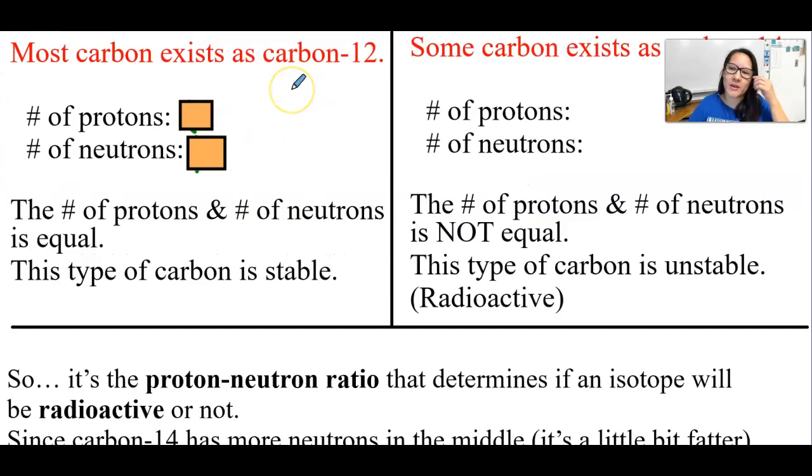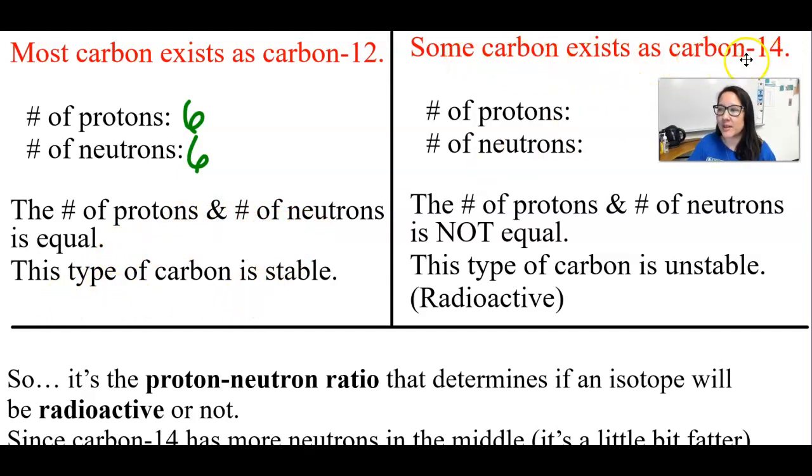So most carbon exists as carbon-12. How many protons does carbon-12 have? It has 6 protons. How many neutrons? 6 neutrons, because 12 minus 6 tells us we have 6 neutrons. The number of protons and number of neutrons is equal. This type of carbon is considered stable.